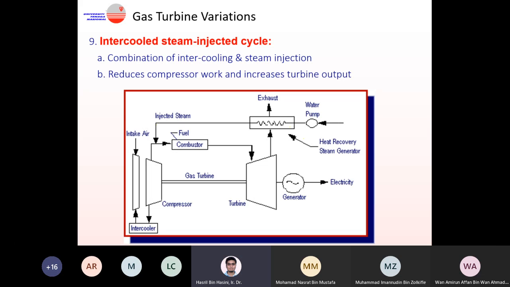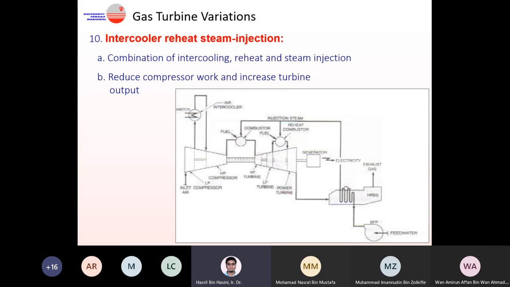And then you have the last one, where the intercooling system is there. You have reheat, you have steam injection. So you have three systems combined together in your combined cycle or in your gas turbine plant. You combine intercooling together with the reheating, the afterburner, and also the steam injection. Intercooling, you reduce the compressor work. Reheat, you are actually increasing the power, increasing the turbine output. Same with the steam injection, we can also increase the turbine output.